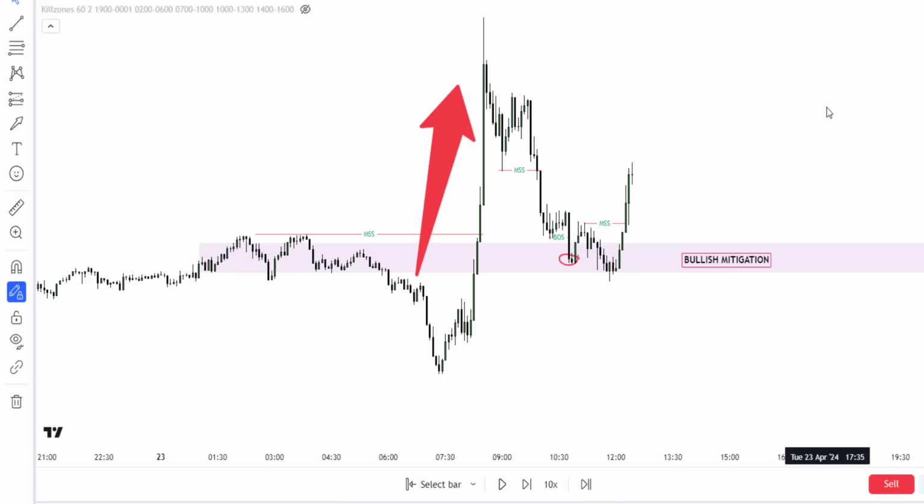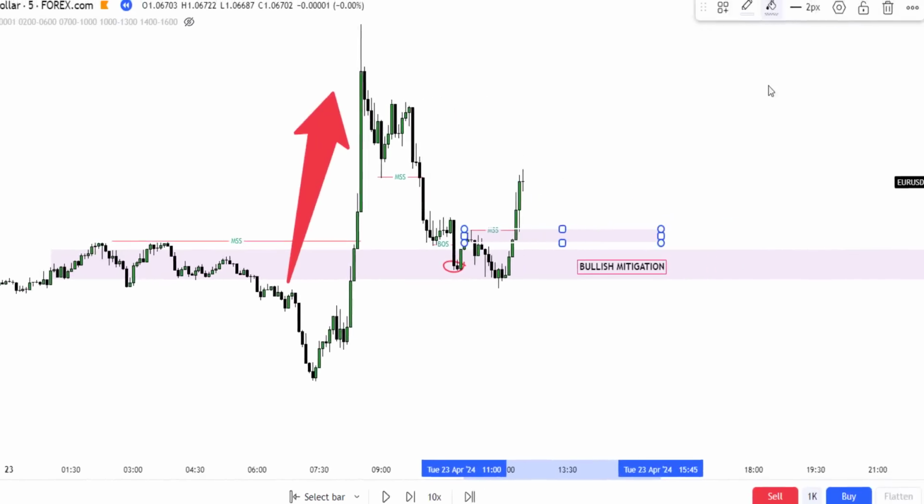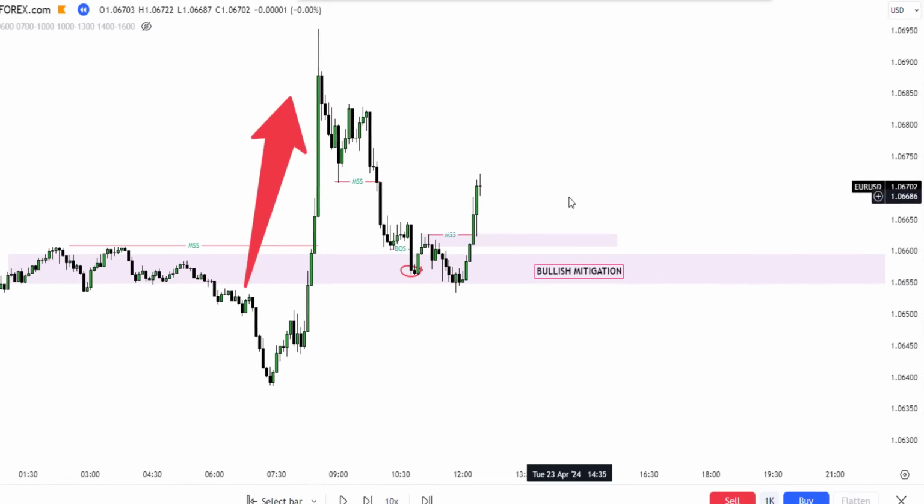So now, look at this. I have an institutional reference point as my POI. I now have shifting structure. I now have another entry point here. This is the confirmation. Guys, this is powerful. This is powerful. If you can learn this alone, you'll be very much okay. So look at this. We have this.